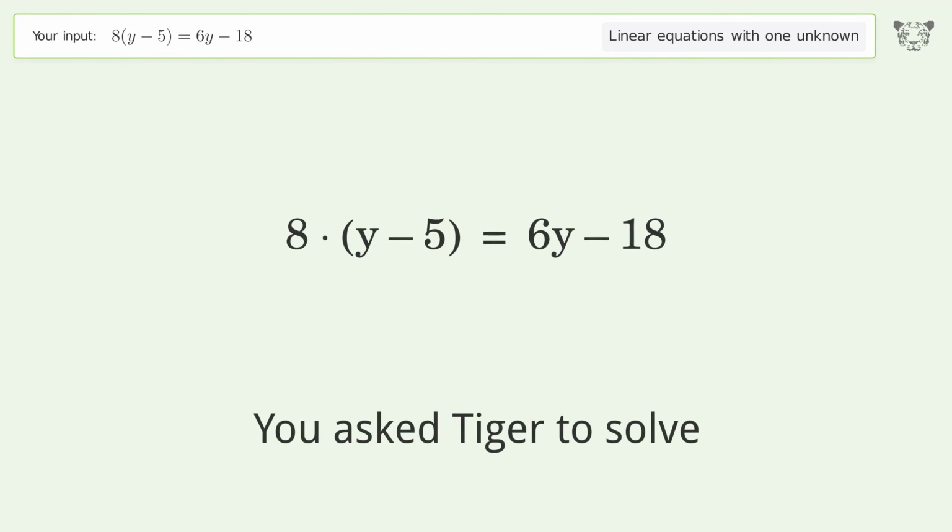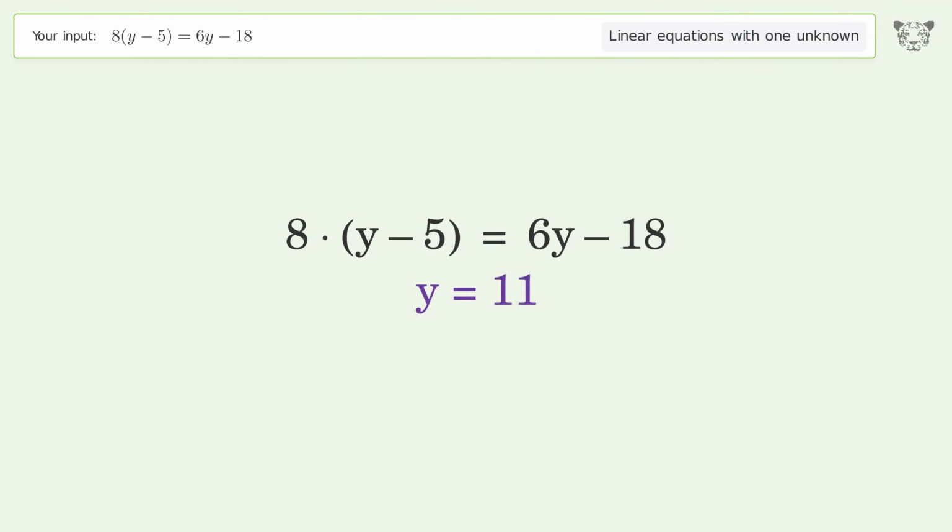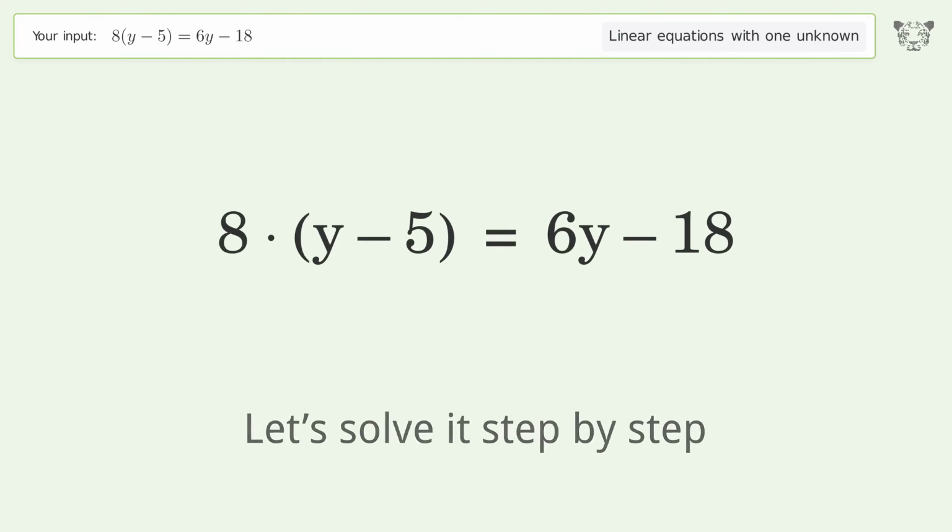You ask Tiger to solve this. This deals with linear equations with one unknown. The final result is y equals 11. Let's solve it step by step.